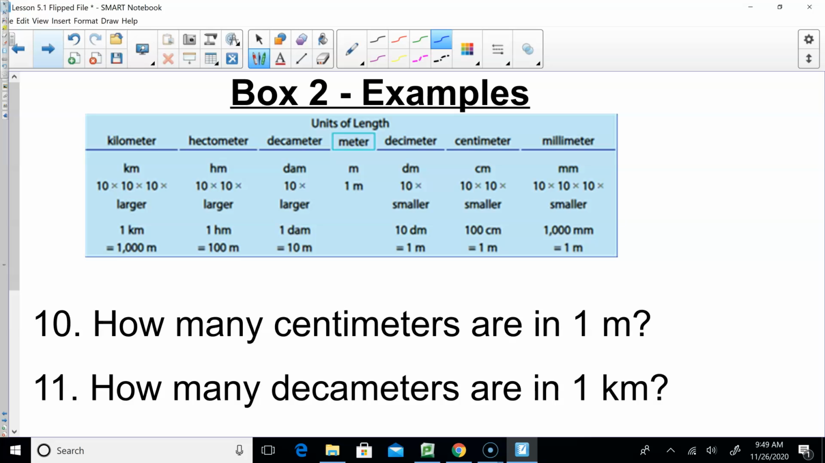Here's another problem for you. How many centimeters are in 1 meter? And how many decameters are in 1 kilometer? So get used to going from one unit to another and figure out what the relationship is between them.